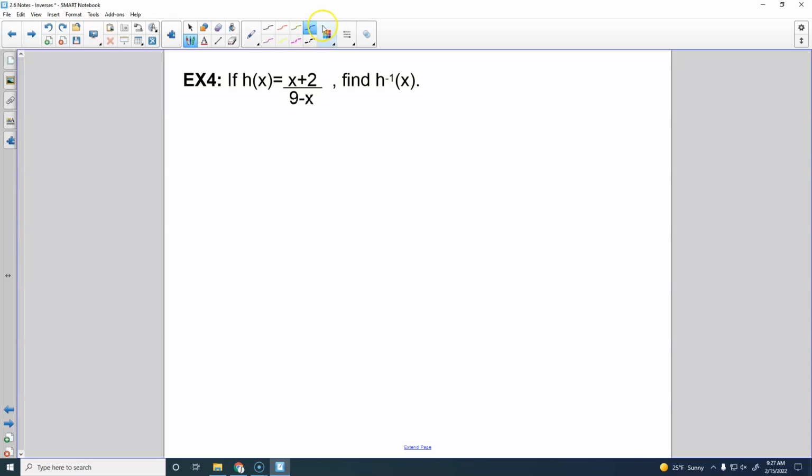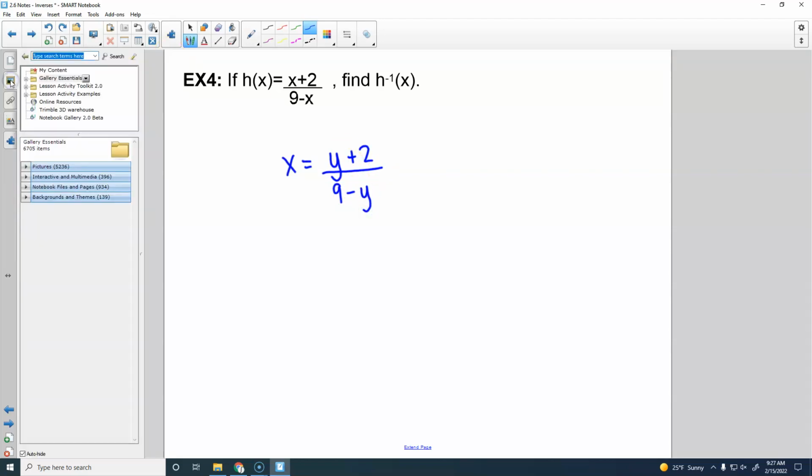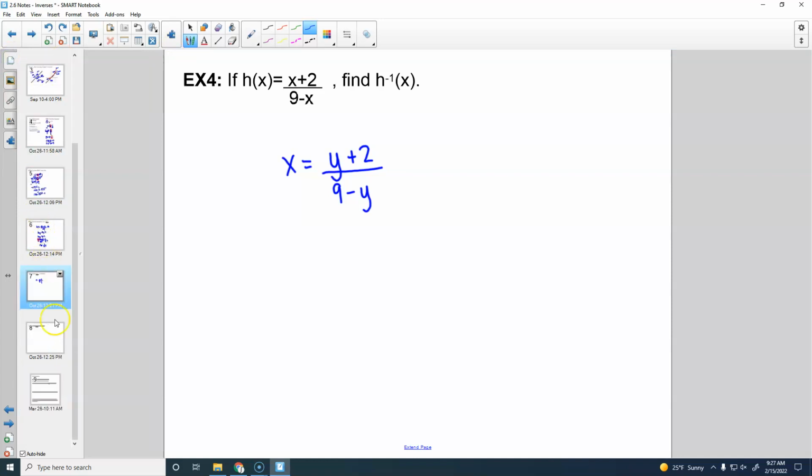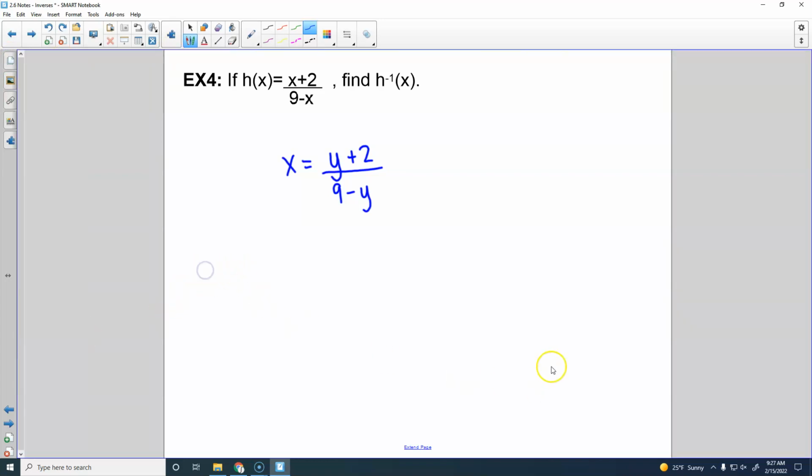So for this one, we've got h of x equals (x plus 2) over (9 minus x). We need to switch x and y, so we'll get x equals (y plus 2) over (9 minus y). Okay. We cannot solve for anything that's in the denominator. You need parentheses when you do this.